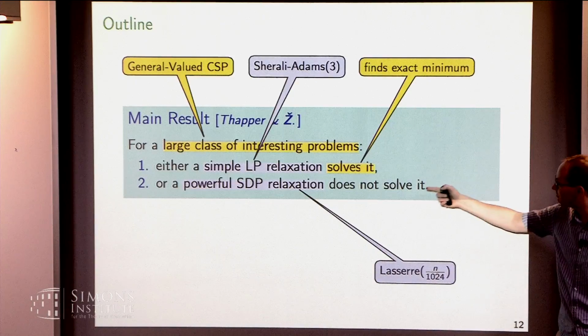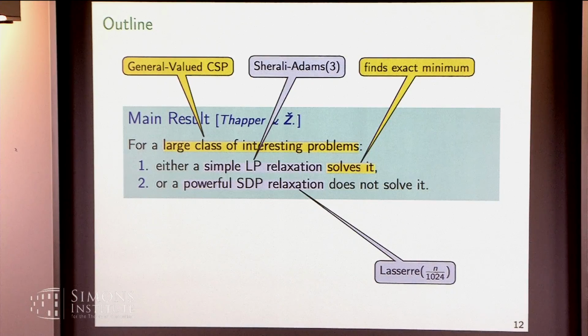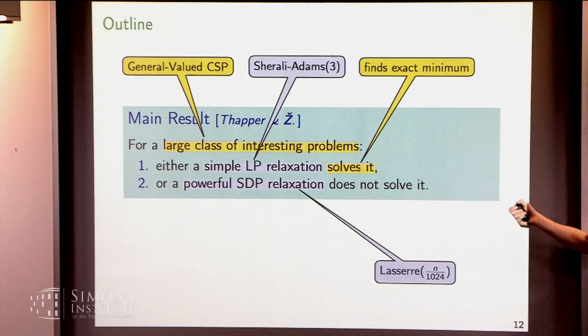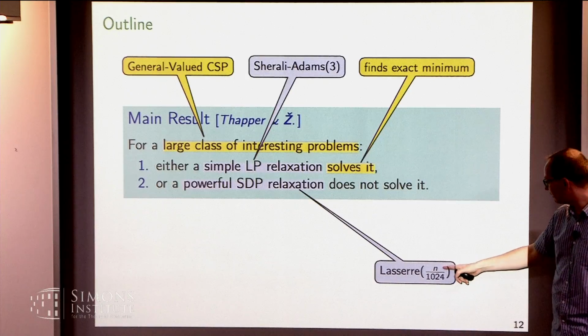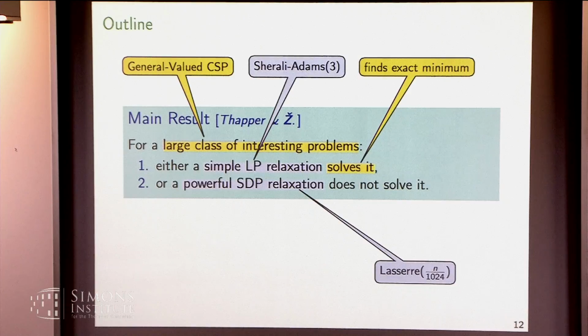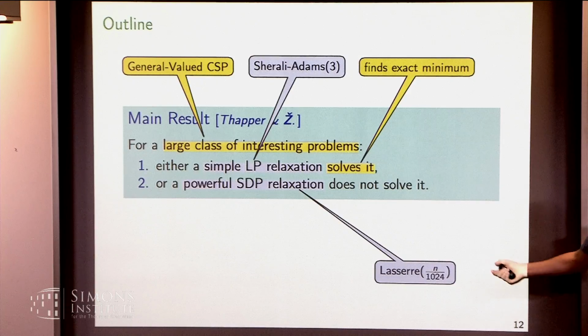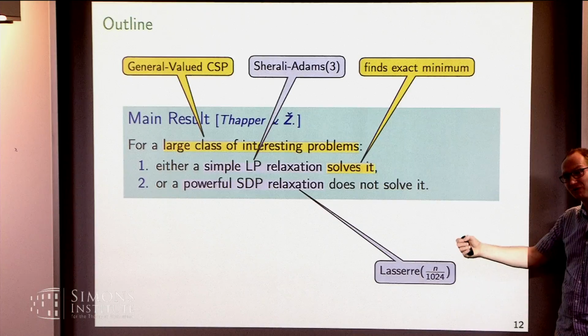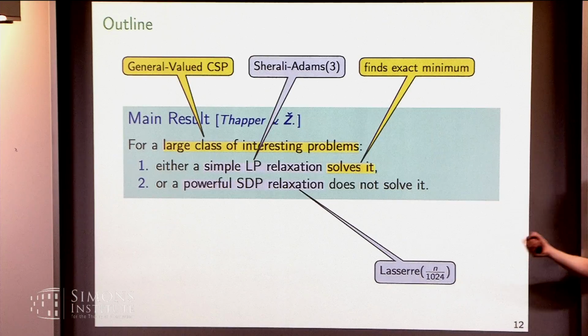So the second part of the theorem says that even if the level of Lasserre you look at is n, that solves the problem exactly, there is some constant C such that C times the nth level of the Lasserre hierarchy doesn't solve the problem.